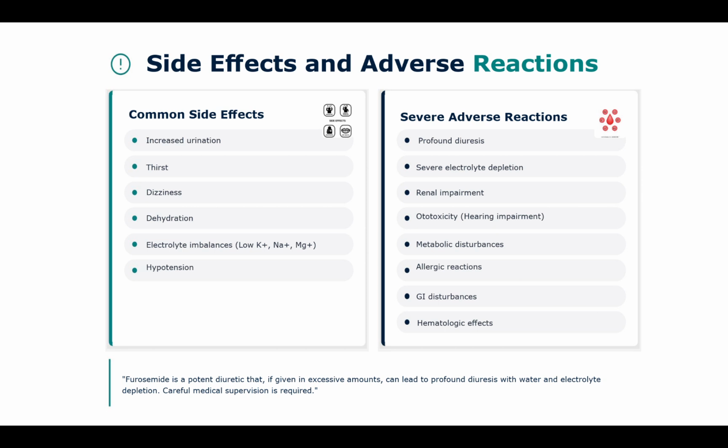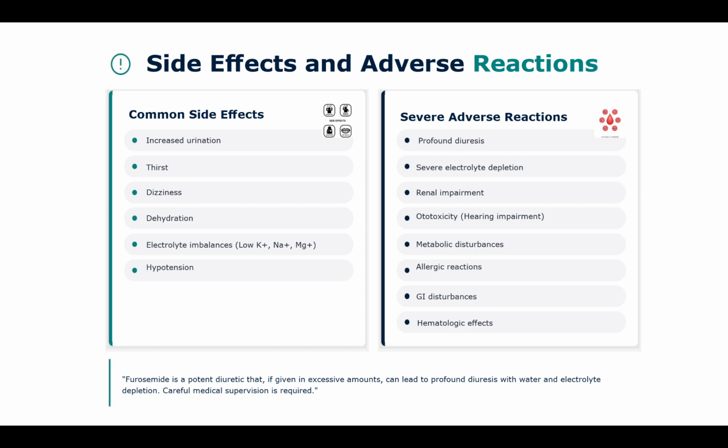Electrolyte depletion, this is a major concern. Significant renal loss of sodium, chloride, calcium, magnesium, and potassium can lead to severe hypokalemia, hyponatremia, and hypomagnesemia. Such imbalances can result in cardiac arrhythmias, muscle cramps, and profound weakness.